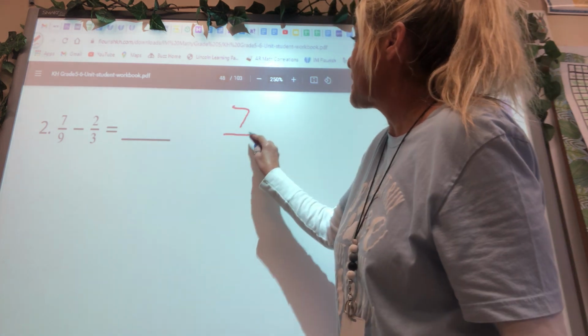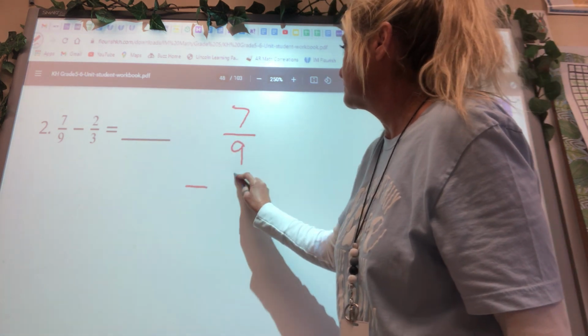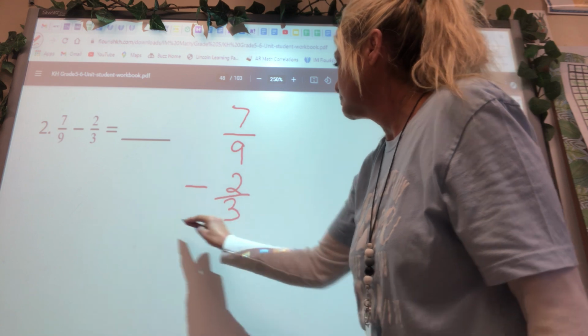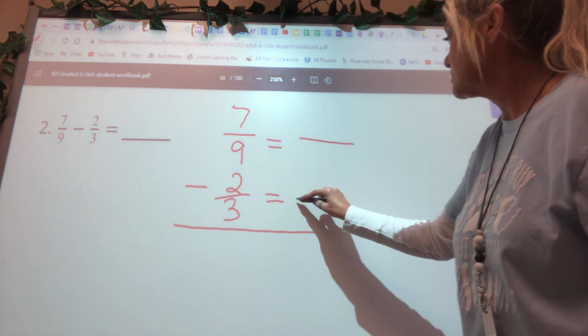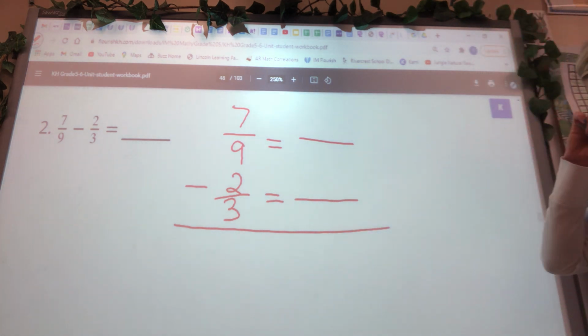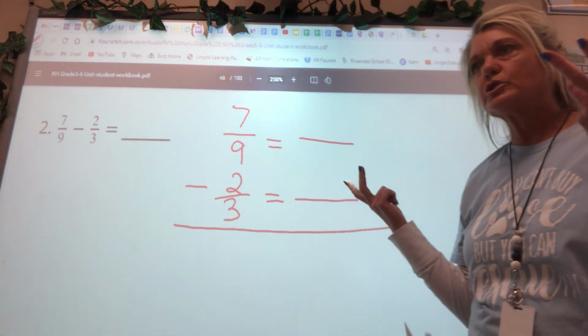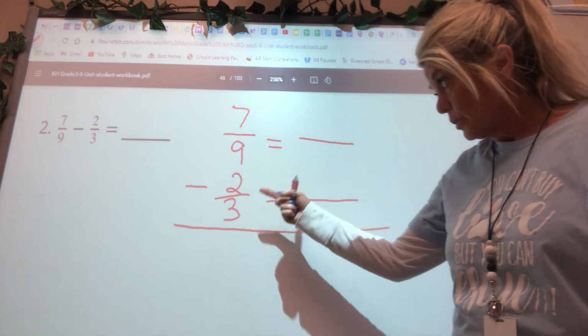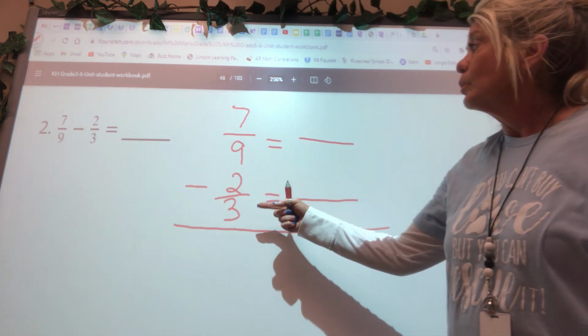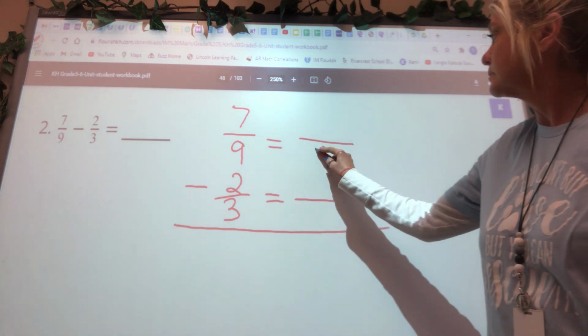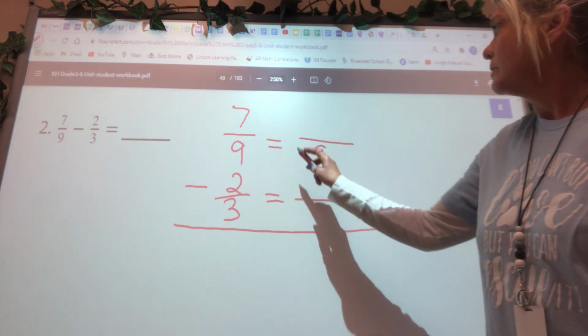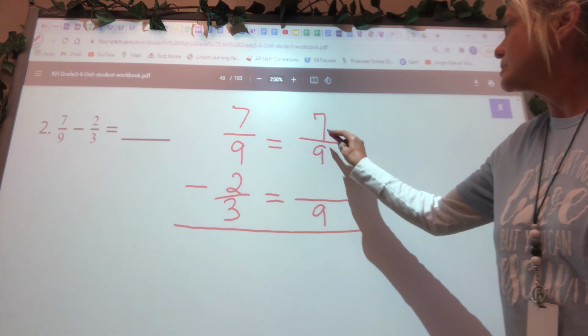Okay, we're subtracting, so we're going to stack. We're looking for equivalent fractions, so we're needing a common denominator. Always just look at your smallest one first. Will 3 go into 3? Yes. Will 3 go into 9? Yes. So our common denominator is 9. This one is already in ninths, so we just move it on over.